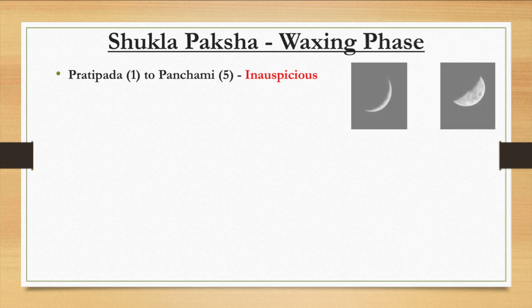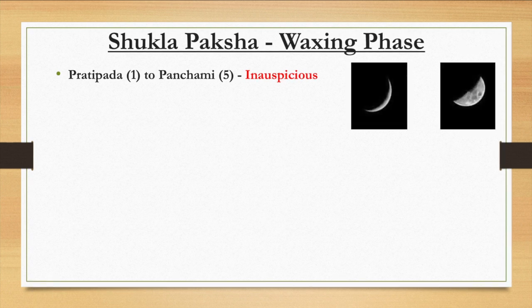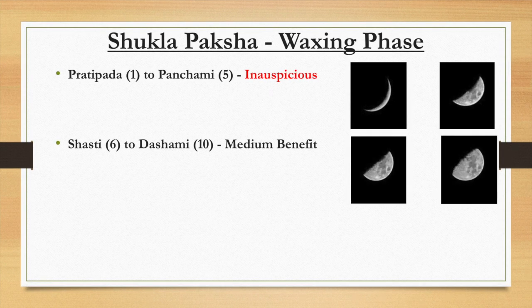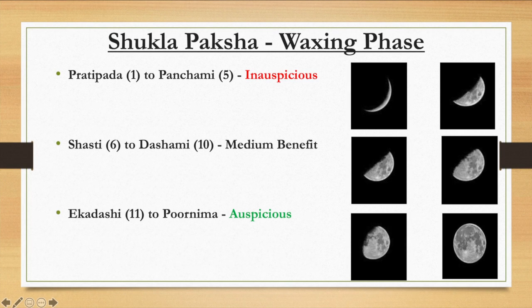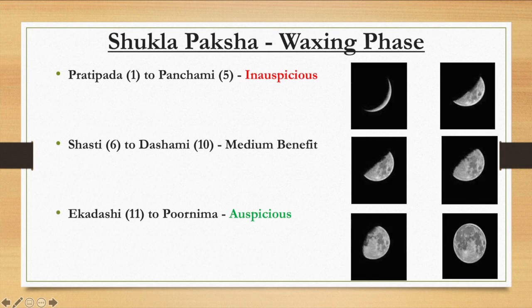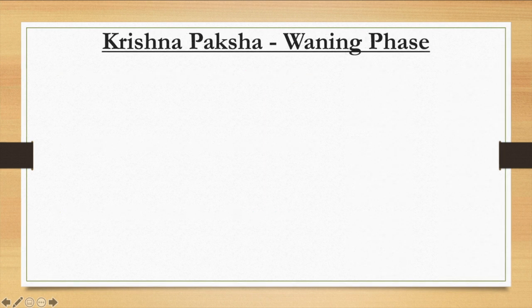Why is this so? This is because the moon is closer to the sun during this time and does not have a lot of strength. The moon gains a little strength from Shashti to Dashami and hence is considered to provide average results. Ekadashi to Purnima is when the moon has maximum strength and hence auspicious. The results in Krishna Paksha, that is from Purnima to Amavasya, is the opposite of Shukla Paksha.